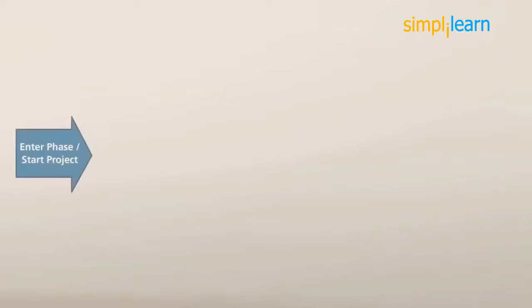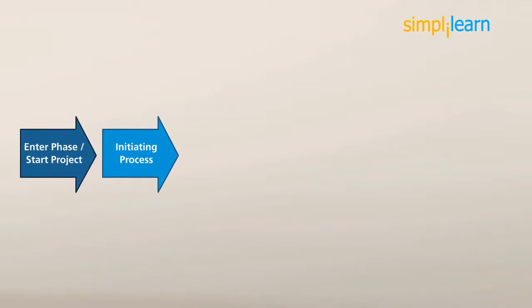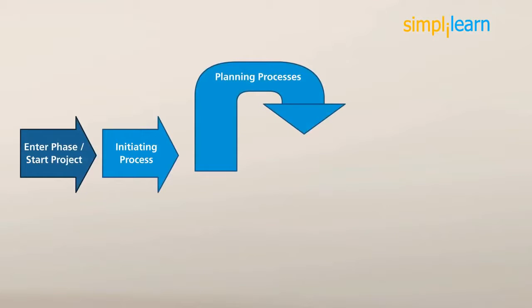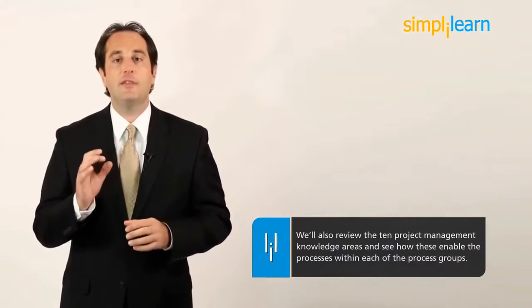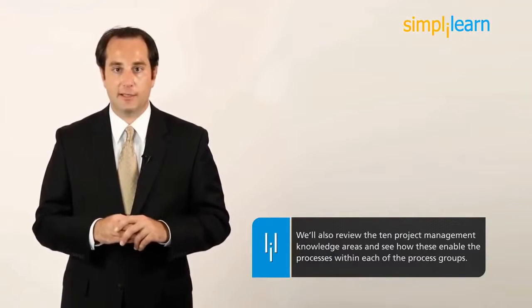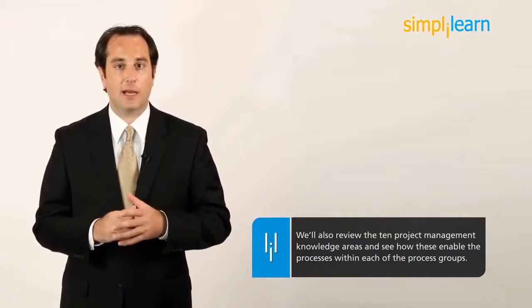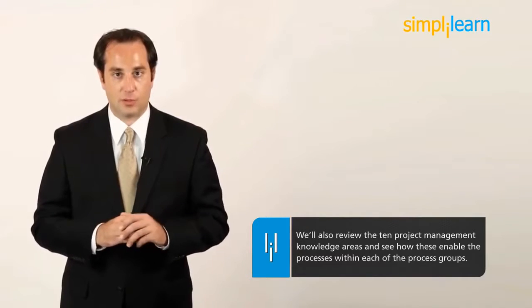Next, you should ensure you understand the project management processes groups described in Lessons 3. You should understand the purpose of each process group, including how they support one another. There are 5 process groups: initiating, planning, executing, monitoring and controlling, and closing. We will review the inputs and key activities of each process group and learn how these enable the effective delivery of a project. We will also review the 10 project management knowledge areas and see how these enable the processes within each of the process groups.